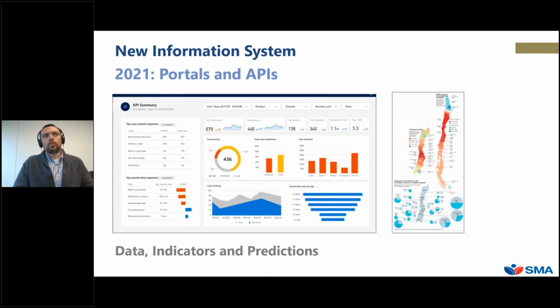This is what we want to do about portals. During the next year, we should launch these portals with data, indicators, and predictions. We want to support and facilitate compliance, and for that, companies and facilities need this kind of information. It's not enough to know if they are just compliant. What is going on in their territories is very important.